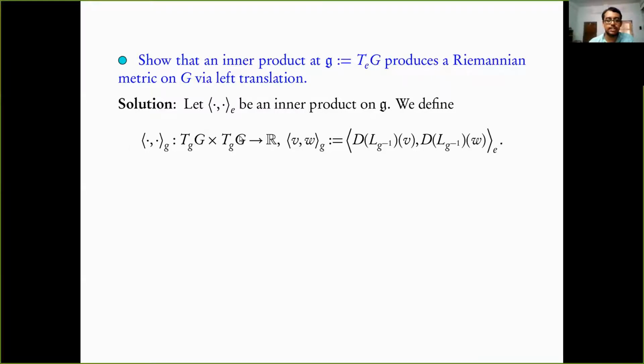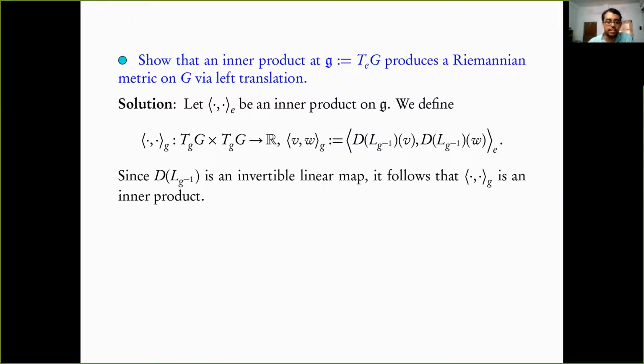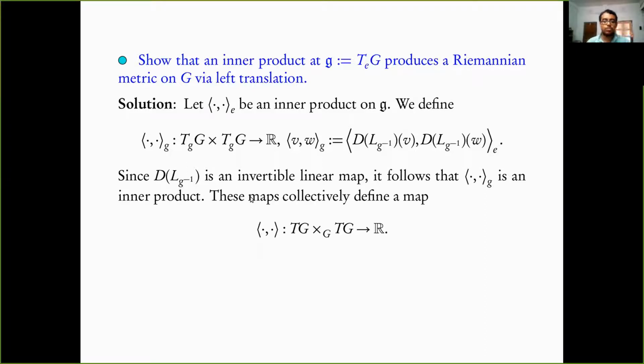So it says take two vectors from tangent spaces at little g, apply left translation, which is dL_{g inverse}, and you send it. So this is now a vector at identity, and this is also now a vector at identity. You take the inner product using the given inner product that you've chosen. Okay. So it is clear that this is an inner product, because this is an invertible linear map. So these maps obviously define a map from TG cross TG to R.